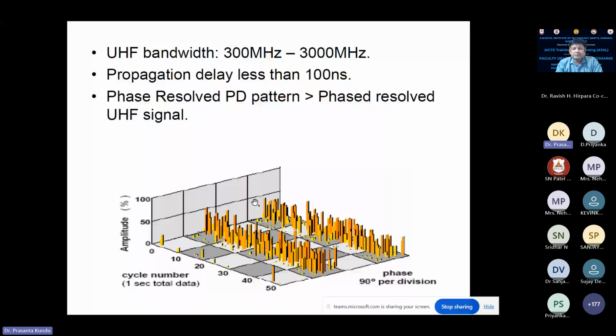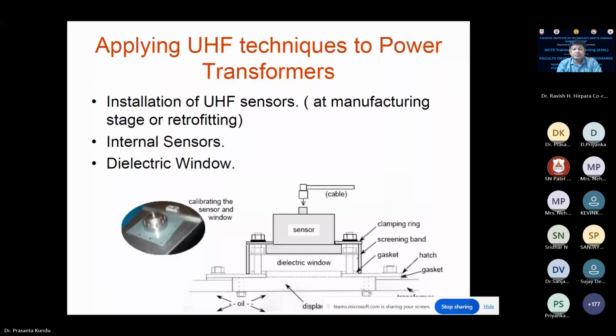When you go for the source location, even this 100 nanoseconds is used for getting the time differences. Since UHF measurement is done inside the transformer, sometimes it may not be possible to put the sensor inside it. That's why the dielectric window is placed there.